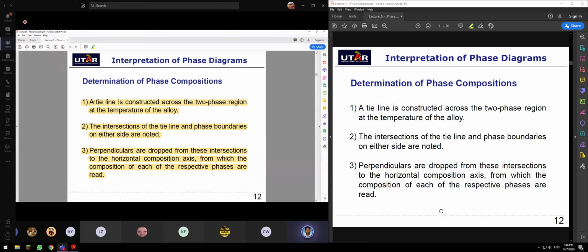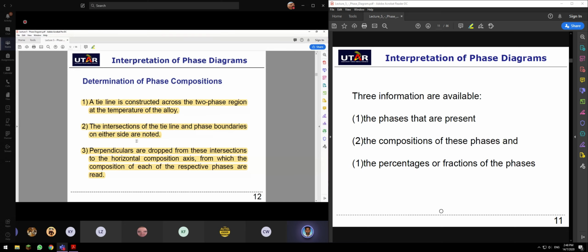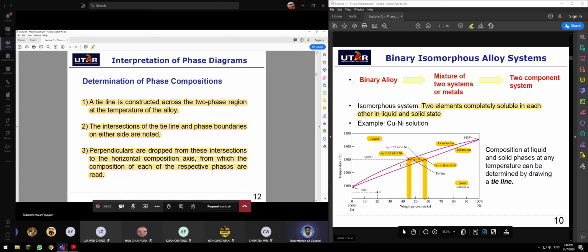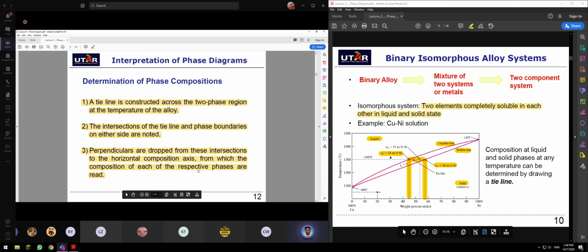Here they say that a tie line is constructed across the two-phase region at the temperature of the alloy. The intersections of the tie line and the phase boundaries on either side are noted. Perpendiculars are dropped from these intersections to the horizontal composition axis, from which the composition of each of the respective phases is read. It's so boring, right? I'm guessing a lot of you don't understand, and I also don't understand. It sounds boring.